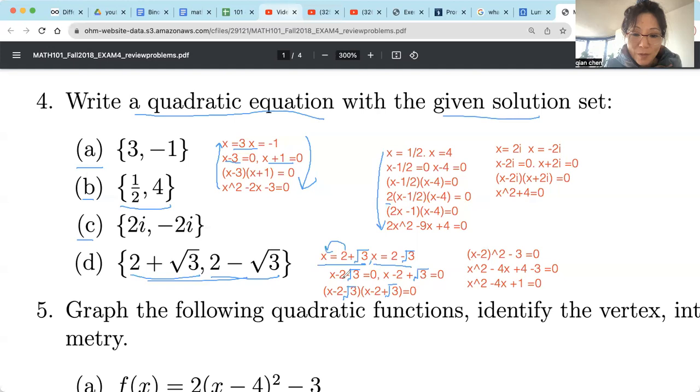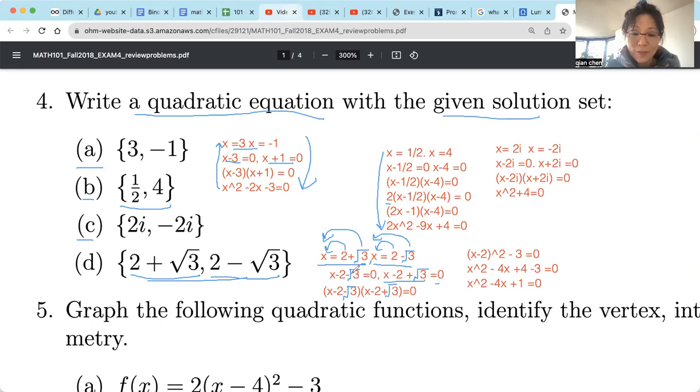So we have x minus 2. When we move positive radical 3 to the other side, it becomes negative. So we have x minus 2 minus radical 3 equals 0. Same thing for the second solution of x. We move 2 to the other side, it becomes negative. We move negative radical 3 to the other side, it becomes positive. So we have x minus 2 plus radical 3 equals 0.